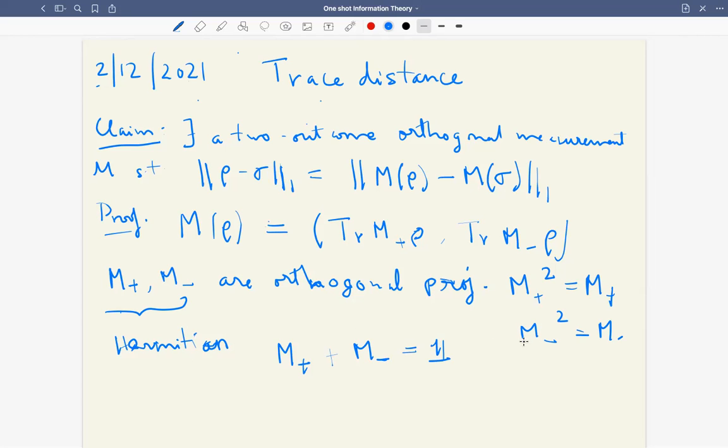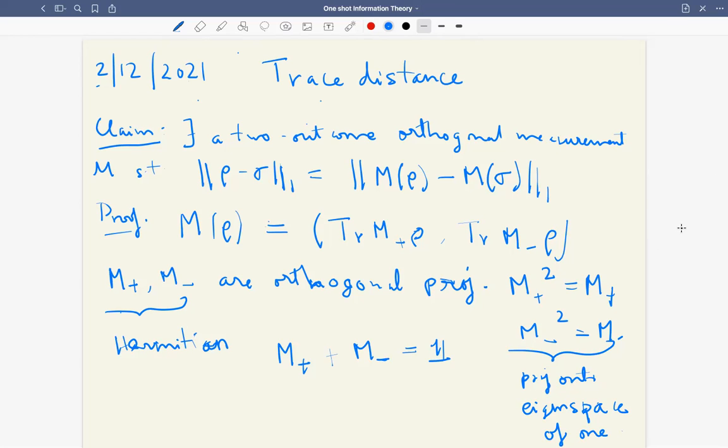So basically, this is projection onto the eigenspace. Okay. Is this clear? Okay.